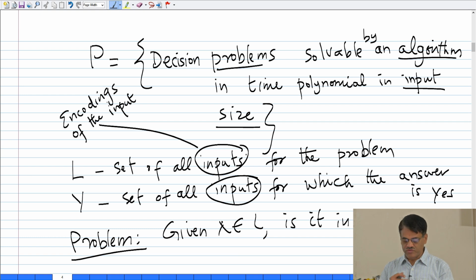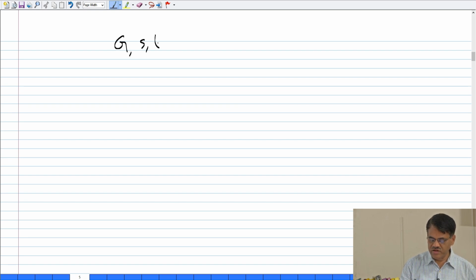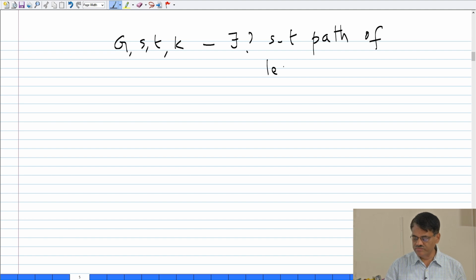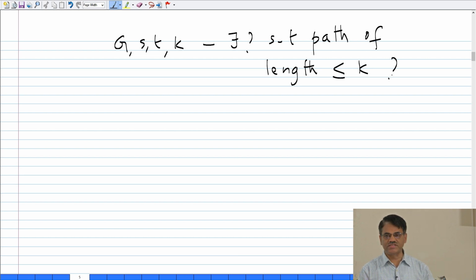So let us look at the following problem. Let us say the input is G, S, T, K, and I ask the question: does there exist an S-T path of length at most K? This is a decision problem because the answer is yes or no, as simple as that. Is it polynomial time solvable? Is there a polynomial time algorithm for this?